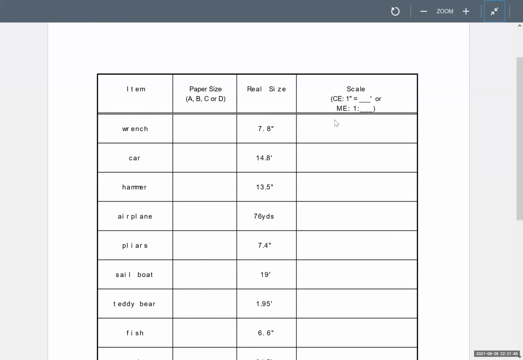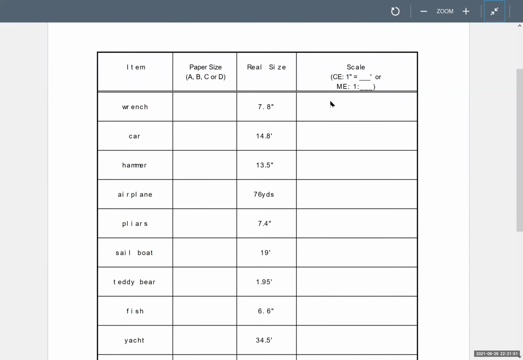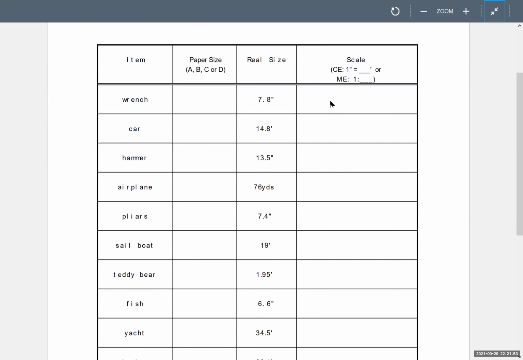So, Zane, how did you determine which one was mechanical and which was civil? By looking if there were inches or feet or yards. Okay, great. So how about for the airplane? What did you do? I used civil, and then I just multiplied it by 3 to get into feet. Okay, great. So you wound up using the civil. So any item that was in inches, you used mechanical, and anything in feet, you used civil.